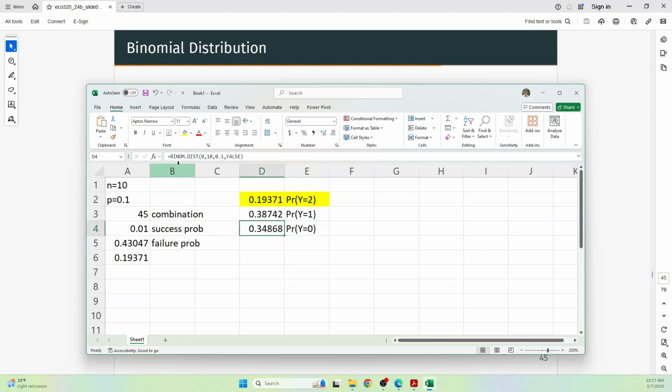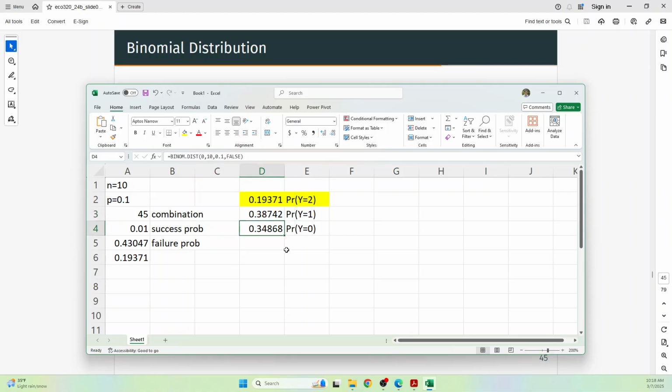Okay, so look at the formula. The parameters are the same: 10 trials, 10%, false. These three entries are the same, but I only changed the first entry. Here it is 0, and it is 1, and it is 2, right? If you look at here, they are just changing this much.